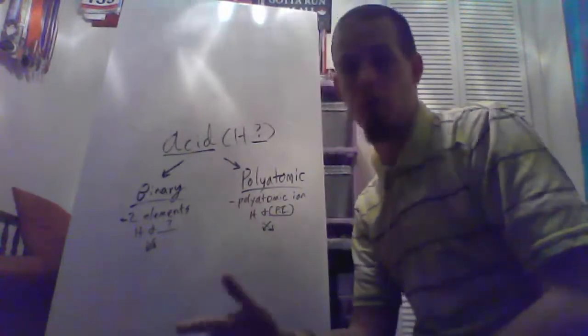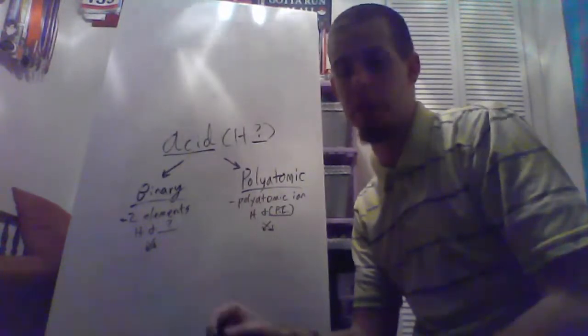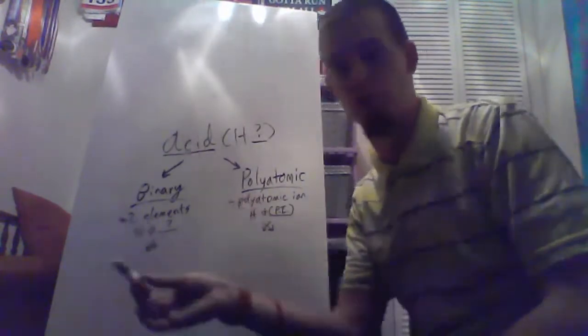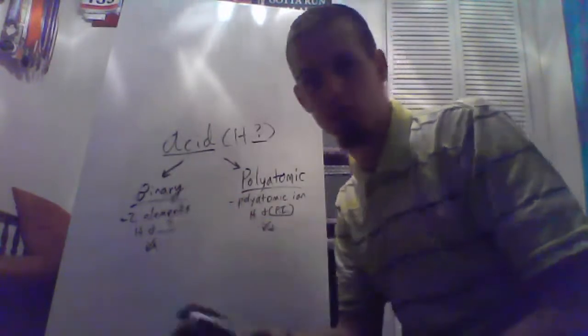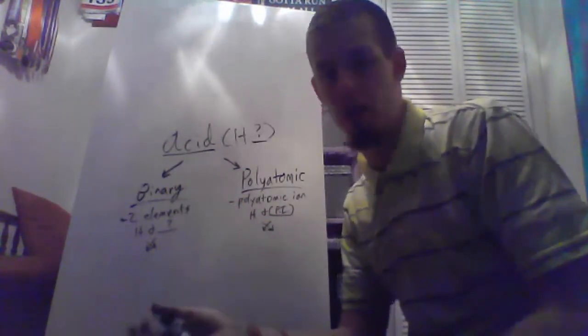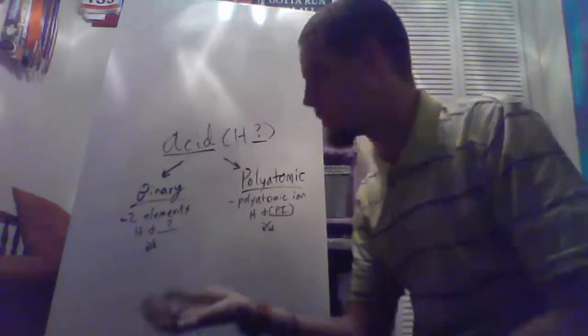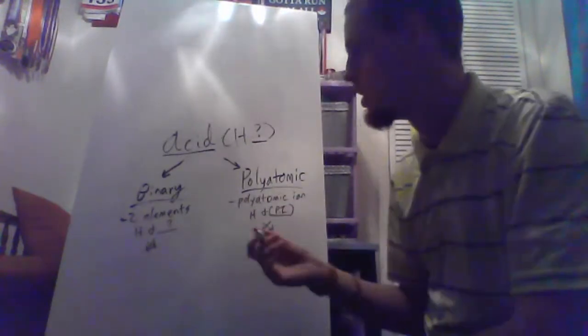H2O is water. So that's not something I'm going to ask you. Water is not an acid. Water is neutral, pH 7, and that's because of the HOH aspect. So don't worry about that one. Don't worry about the water being an acid thing.